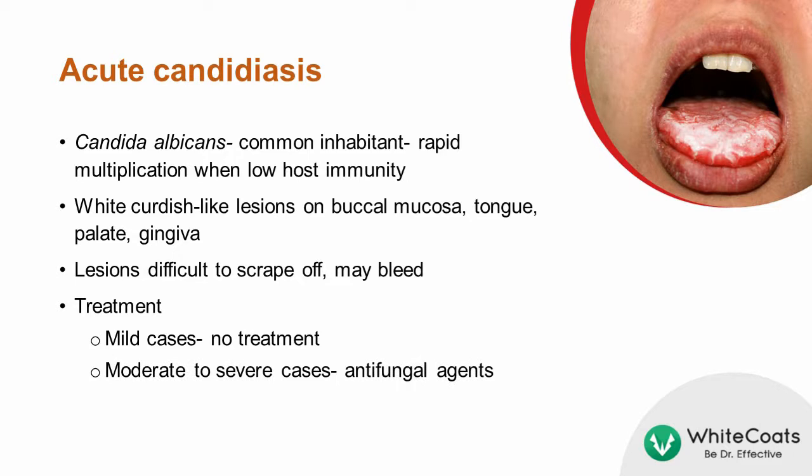Acute candidiasis is caused by Candida albicans, a common inhabitant which can rapidly multiply in hosts with low immunity. The lesions are white curd-like on the buccal mucosa, tongue, palate, and gingiva. Lesions are difficult to scrape off, and may bleed easily. Mild cases need no treatment, moderate to severe cases are treated with antifungal agents.